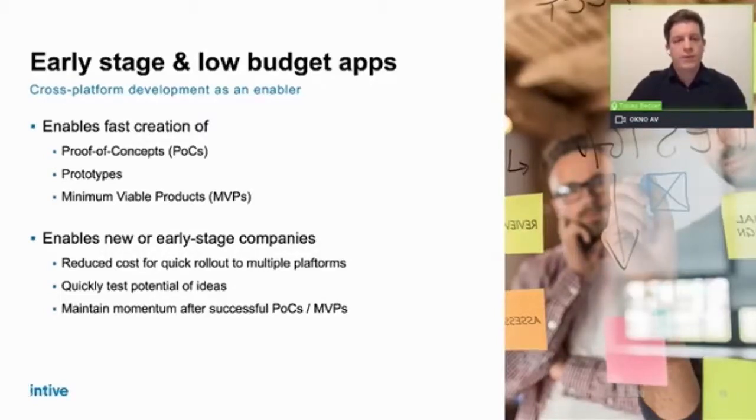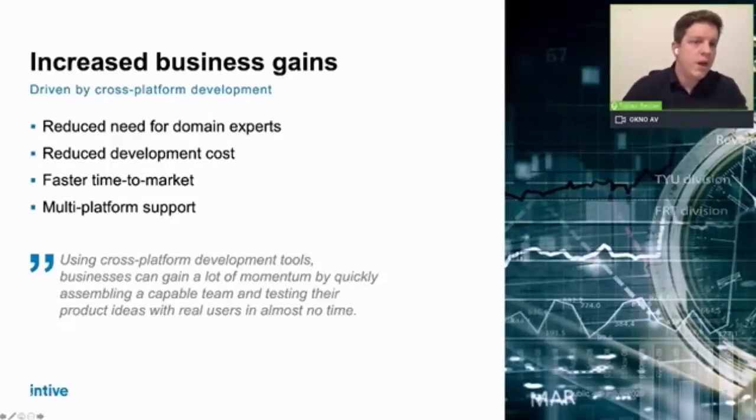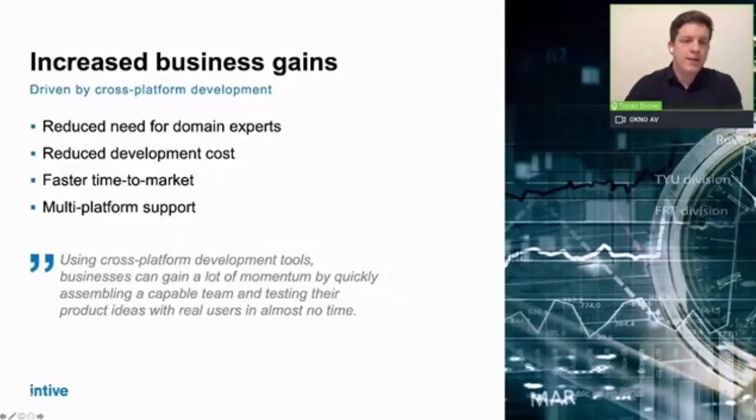And all of those facts that we've seen so far lead to this fourth point: increased business gains. If you use cross-platform development, you're going to get some gains for your business. You have the reduced need for domain experts, as we already learned a few slides ago. You have reduced development cost, and also a faster time to market. With reduced domain experts, reduced cost, and faster time to market, you get both platforms covered using cross-platform development tools. So in the end, your business can gain a lot of momentum by quickly assembling a smaller team and testing your product ideas with real users in almost no time.